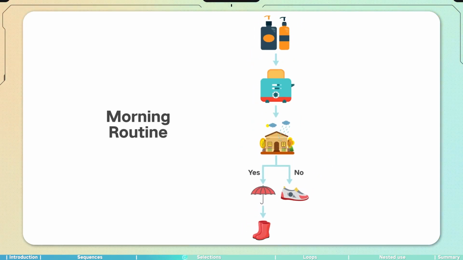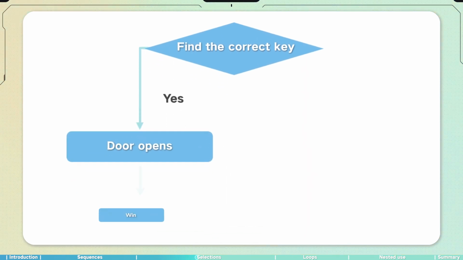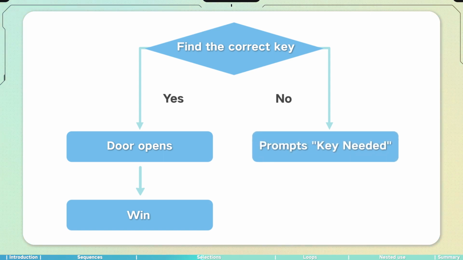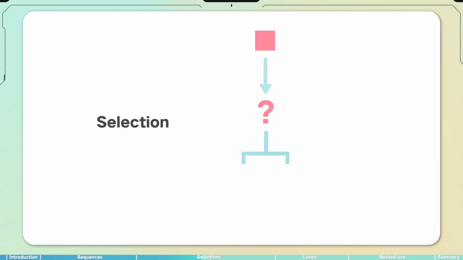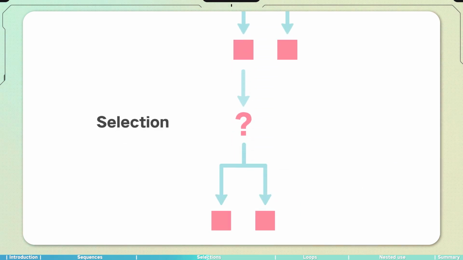In games, we use the structure of selections almost all the time when the action's execution is conditional. For example, in puzzle games, if the player finds the correct key, the door opens and the player wins. Otherwise, the door remains closed and prompts "key needed." We can also use selection structure multiple times when more than one condition exists.